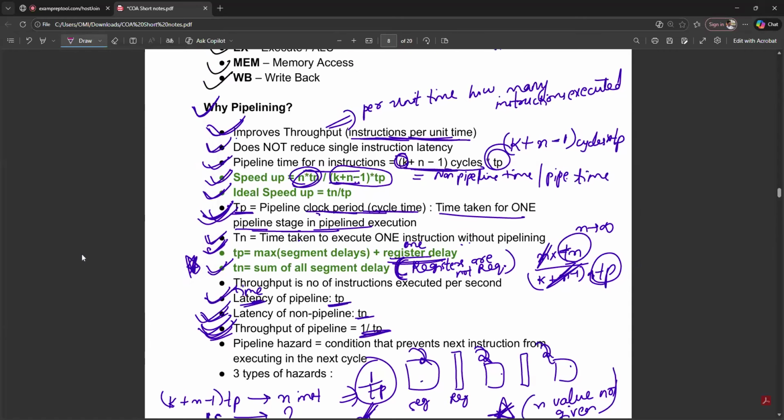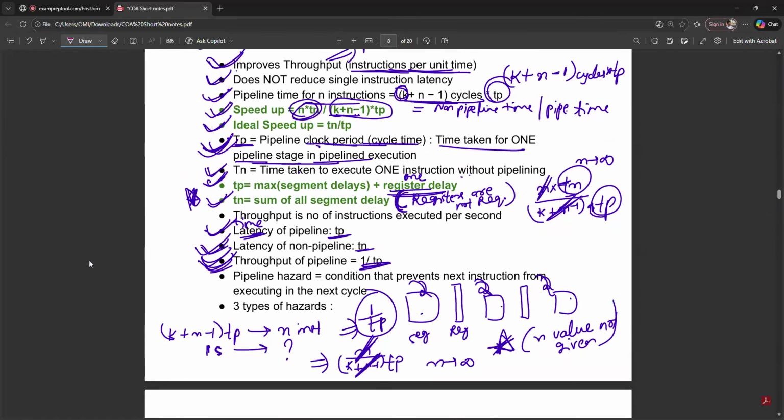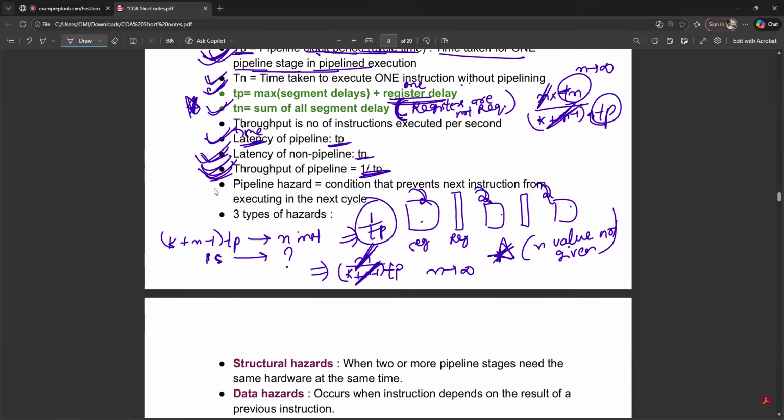You can derive the things also, right? No need to remember. Now, pipeline hazard. This is another good concept, and questions are also coming.